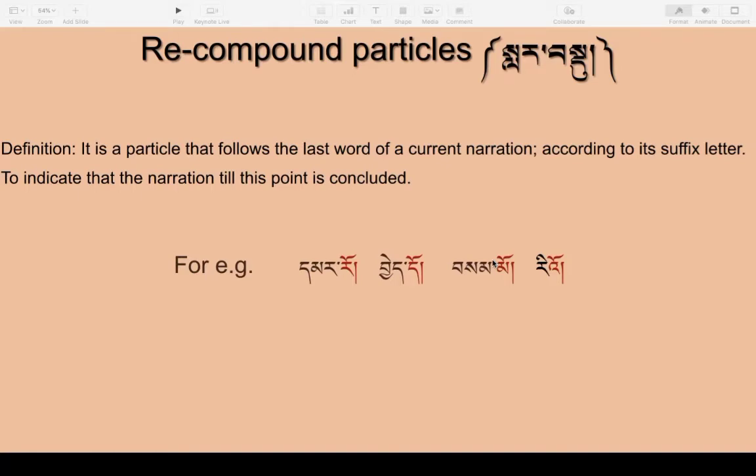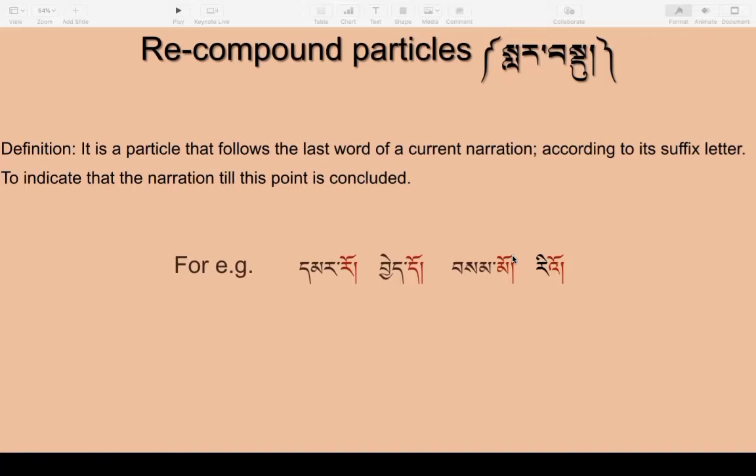This can be used in narration, like in dialogues or plays or stories where one person has already finished talking. When a certain person or character has finished talking, we can use these recompound particles to show that this is the point where they have stopped speaking. So this is called the recompound particles.